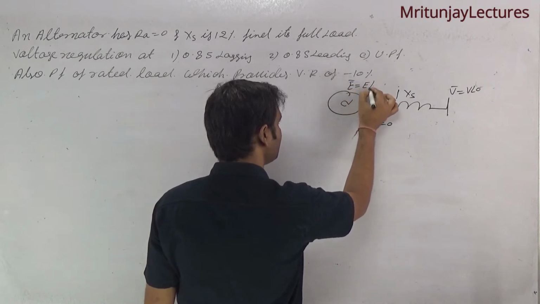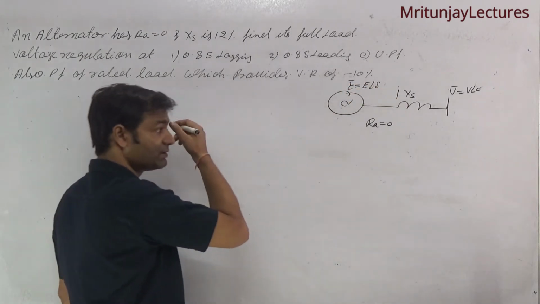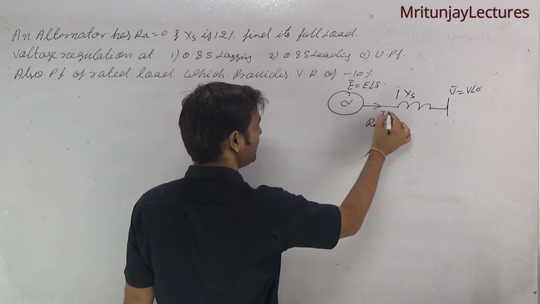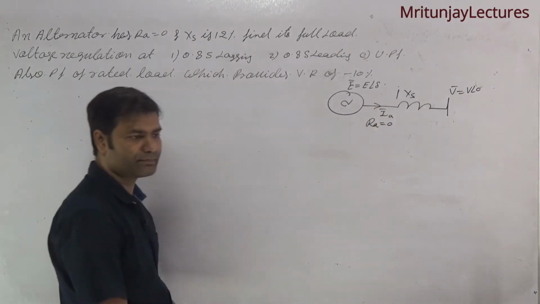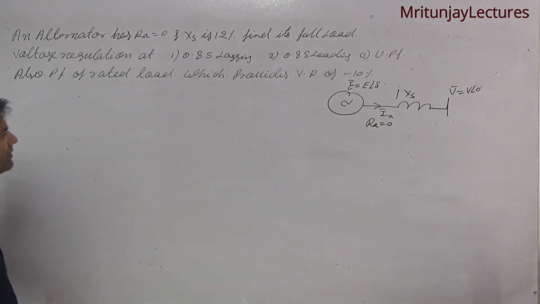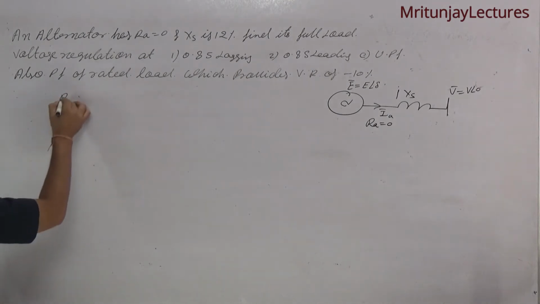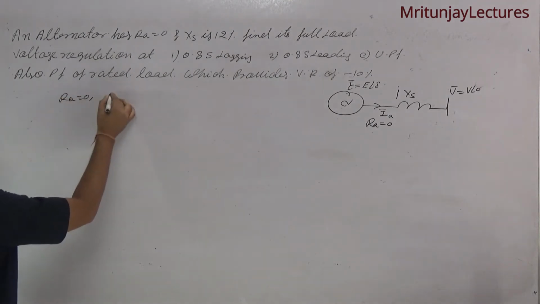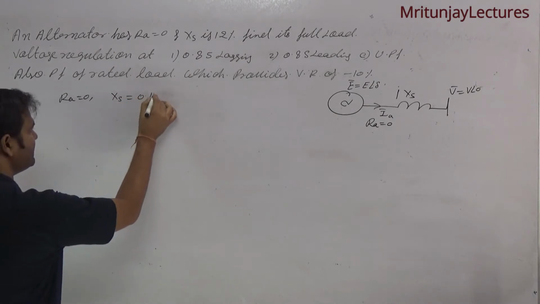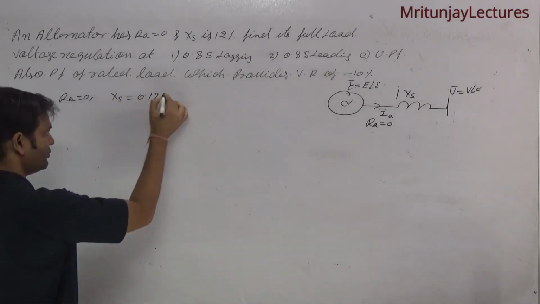the excitation voltage E at the angle delta is written like this. The armature current is written corresponding to this. Ra is 0, and the synchronous reactance is 0.12 pu.